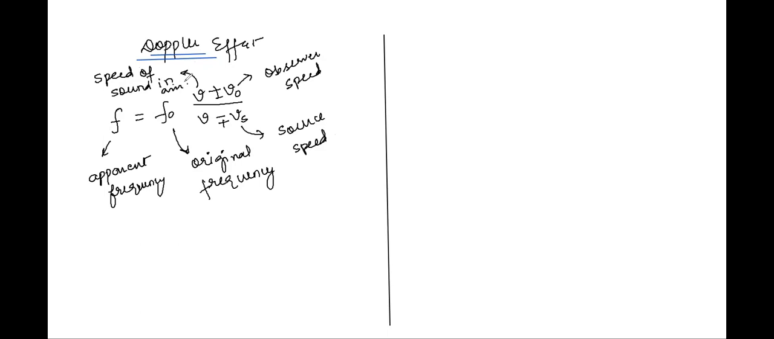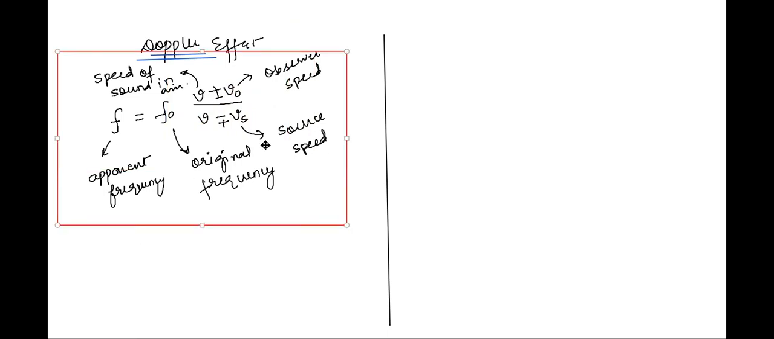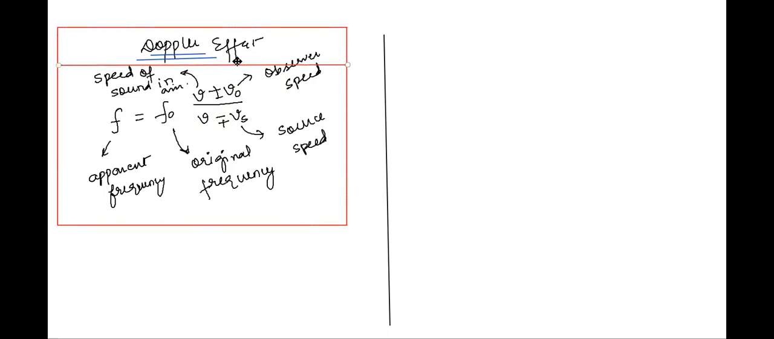Have you written this formula? F is equal to F naught into a fraction given by V plus minus V naught whole upon V minus plus Vs. Is it clear? Yes, sir. Okay. All right. Done, sir. Okay, great. So this is the formula.